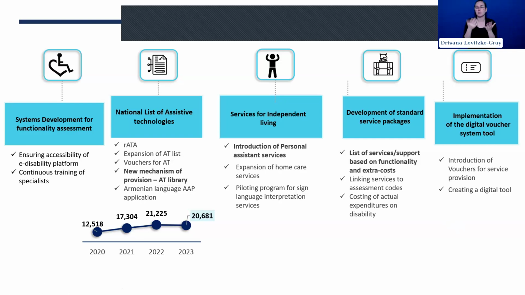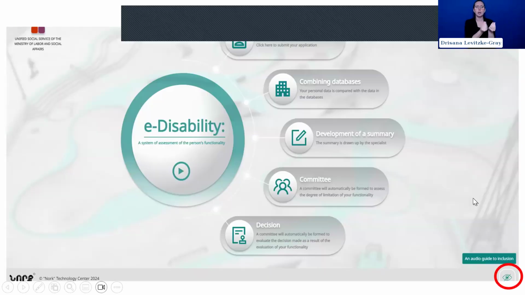The other thing is diversification of the services. So introduction of new types of services, such as personal assistant, or expansion of the services that are available in the country. And currently what we are working on is costing the packages of services based on the disability in order to develop the vouchers for provision of the services. As it was mentioned, the e-disability digital system was developed in parallel.